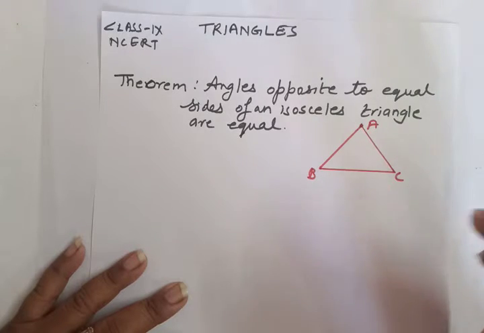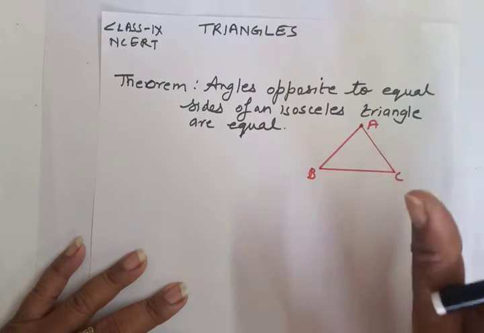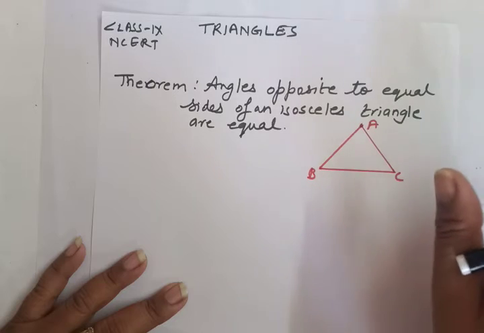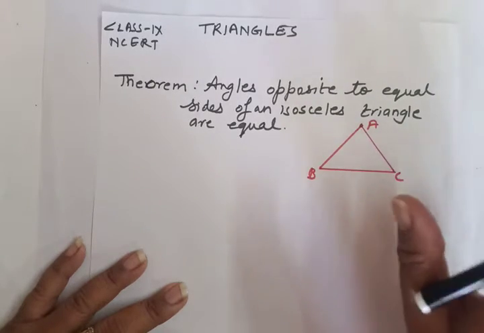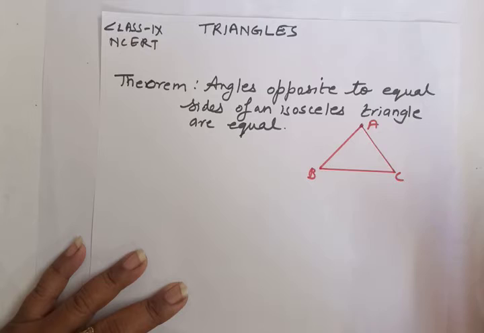Yes, so now we are going to prove that if two sides of a triangle are equal, then the opposite angles are also equal. Or we can say in an isosceles triangle, opposite angles and opposite sides both are equal to each other. So this is the theorem that we are going to prove.